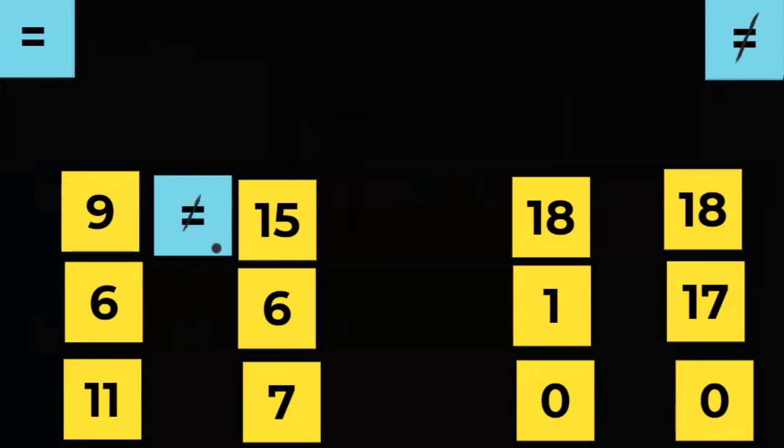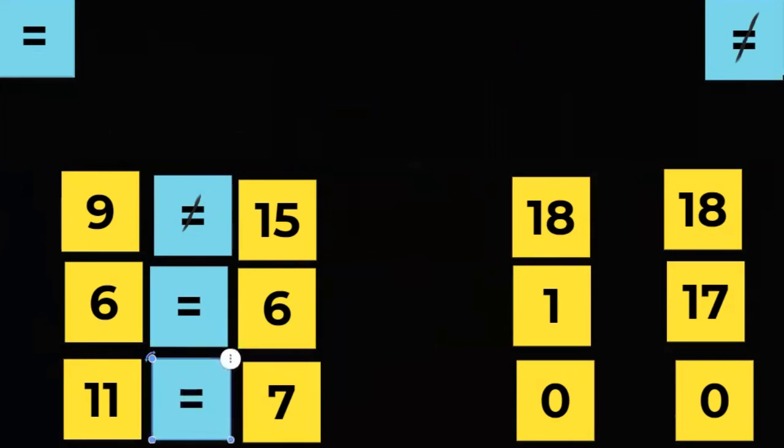6 and 6. Both those numbers are the same. And that is why we put the equal sign. And 11 and 7. 11 is not the same as 7. 11 is different from 7. They are unequal. What about 18 and 18?